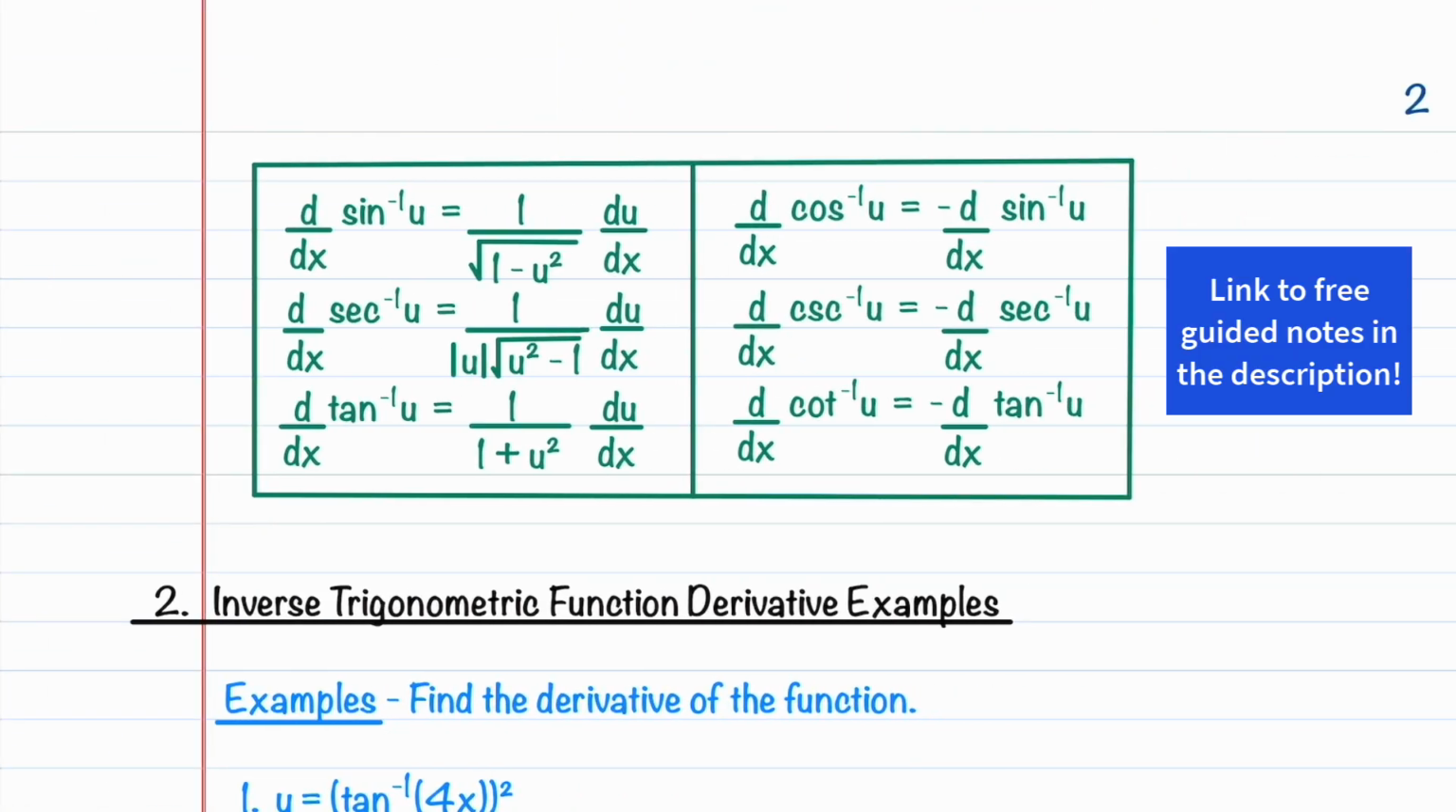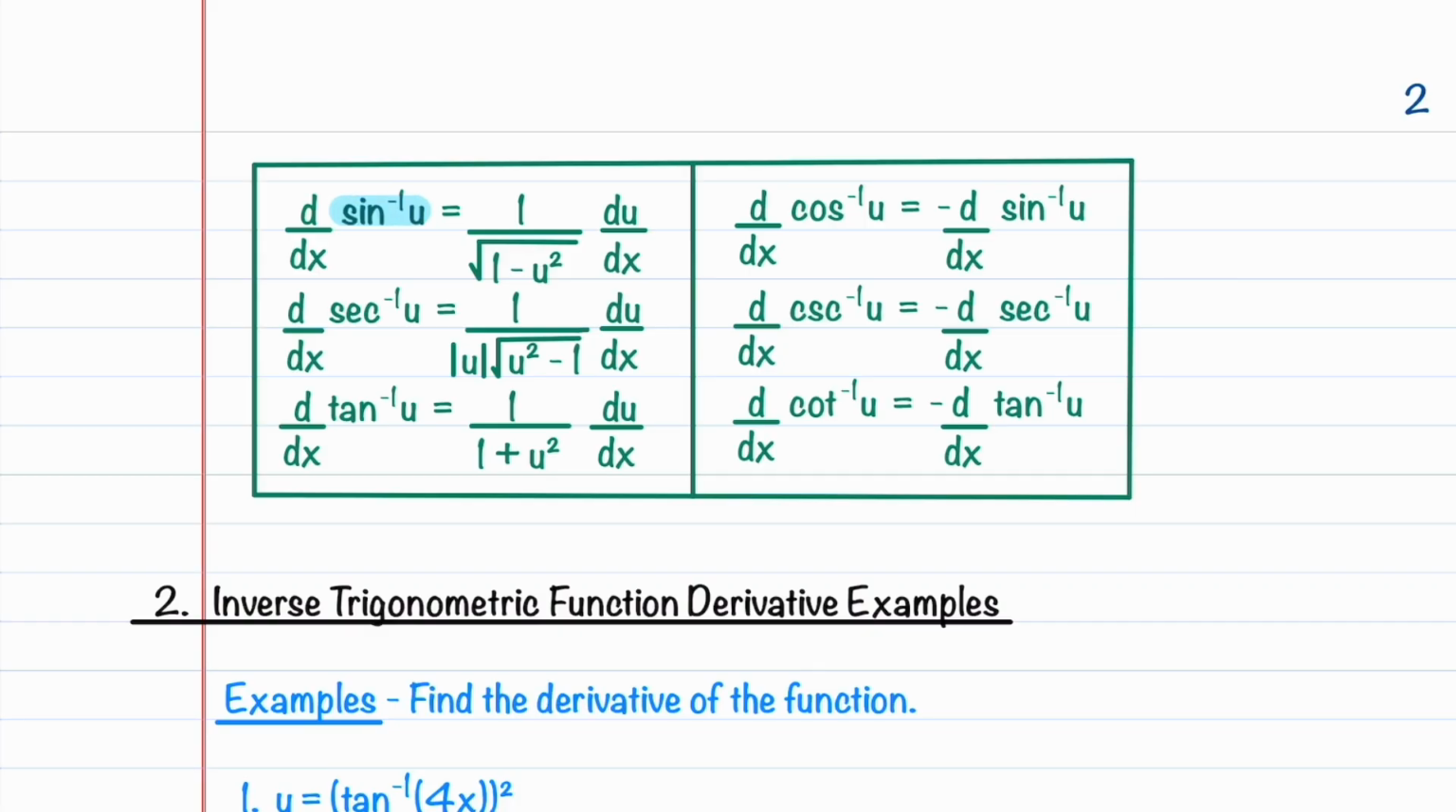I have written down a table with the derivatives of all 6 inverse trigonometric functions. On the left, we have the derivative with respect to x of inverse sine u, inverse secant u, and inverse tangent u. And then on the right, we have the derivatives of inverse cosine, inverse cosecant, and inverse cotangent. Notice that the derivatives on the right-hand side are derivatives of functions that all start with a c, and they have a negative sign included in the derivative.